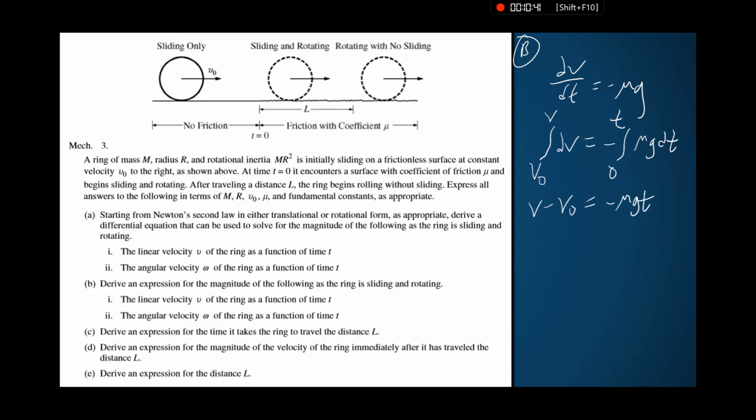Perfect. So I would subtract 0 on that side for my difference. Okay. And then we need to solve for v. So v is equal to v naught minus mu gt. And we've got our function for linear velocity at any time. Okay, then we also need an equation for our angular velocity at any time.